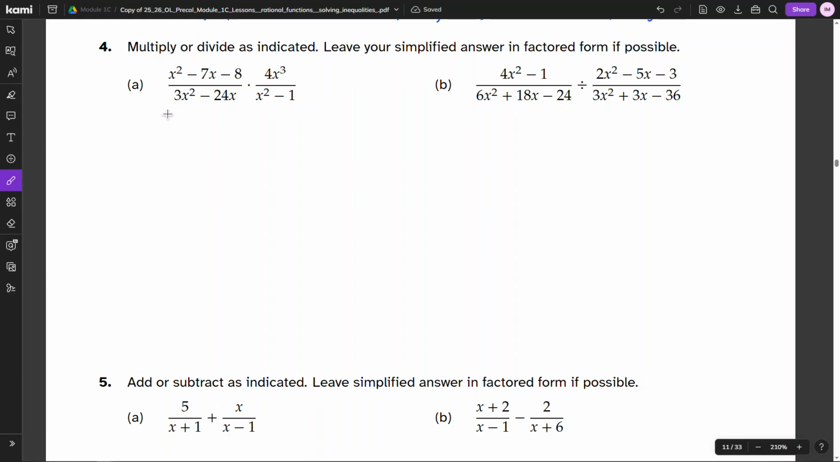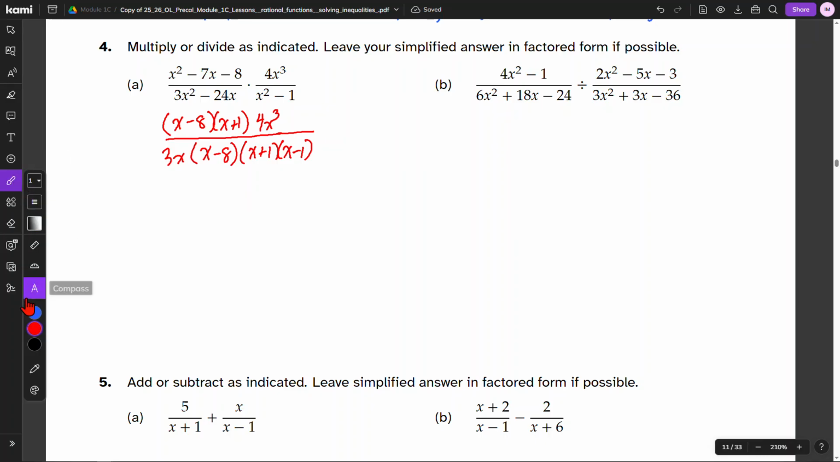So for A, we can factor, let's see here, this would be x minus 8 and x plus 1. And then I have a 4x cubed. That's for the numerator. The denominator, I have a 3x in common there, so that's going to be 3x. And then that would be leaving me with x minus 8, right? And over here, I'd have an x plus 1 and an x minus 1. And so that's my factored form, right?